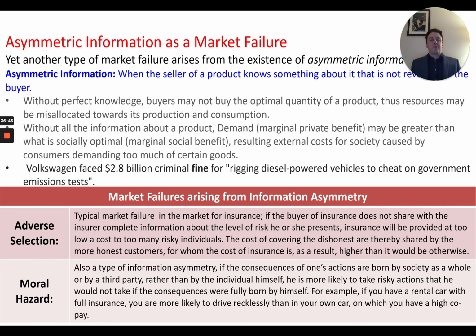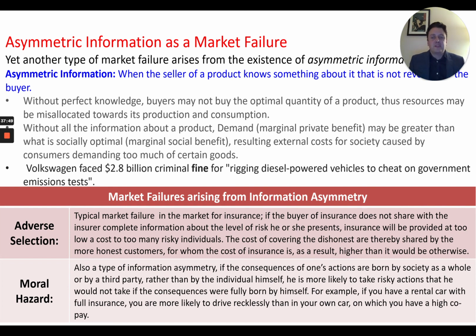So anyway, without all the information about a product, the marginal private benefit may be greater than the marginal social benefit, again creating external costs to society. There are two famous recent examples. Comparethemarket.com was fined nearly £20 million because they missold insurance to consumers who thought that they were buying the cheapest insurance on the market. It turned out not to be the case. Equally, Volkswagen faced a $2.8 billion criminal fine for rigging diesel-powered vehicles to cheat on government emissions tests, essentially encouraging the overconsumption of diesel vehicles by consumers and then not having to pay the penalties. They were relying on a system of asymmetric information, that no one would understand the emissions test or how it works.